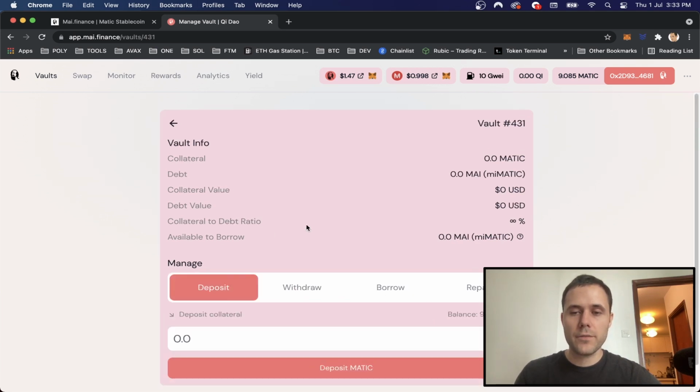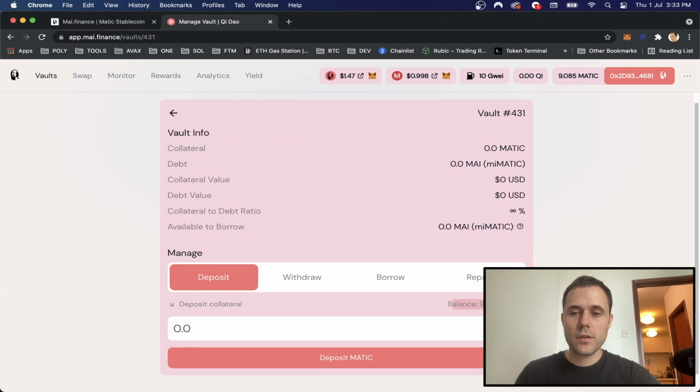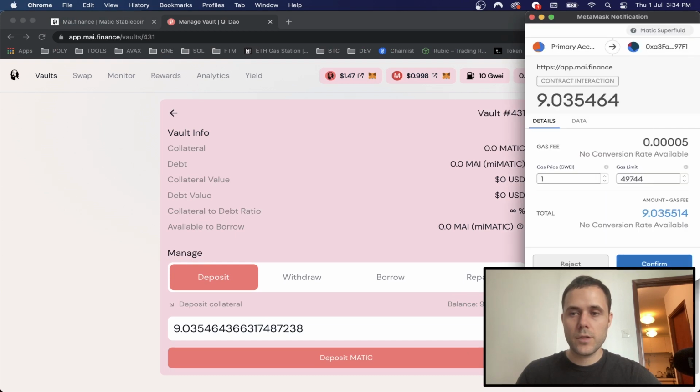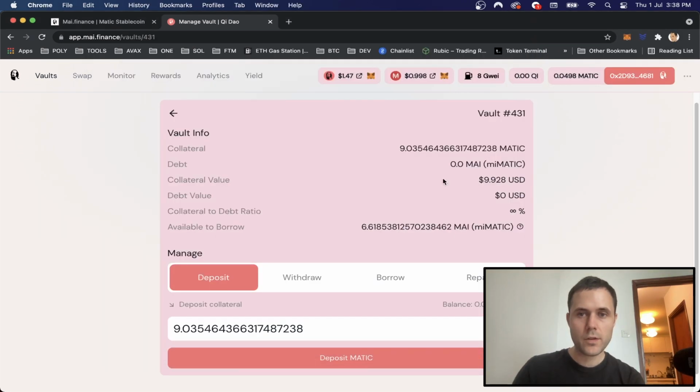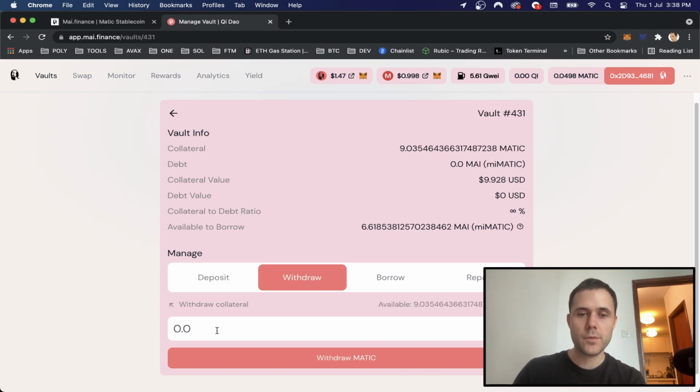So fairly self-explanatory. And we can see that I've got a balance of 9 Matic, so we're going to go ahead and deposit that. And then we can confirm. We can see the total amount is 9 Matic plus a transaction fee. Okay, that's finished, and we can see I've got a collateral of 9 Matic here with my collateral value of almost $10. And now we are able to withdraw, so we can withdraw that if we wanted to.